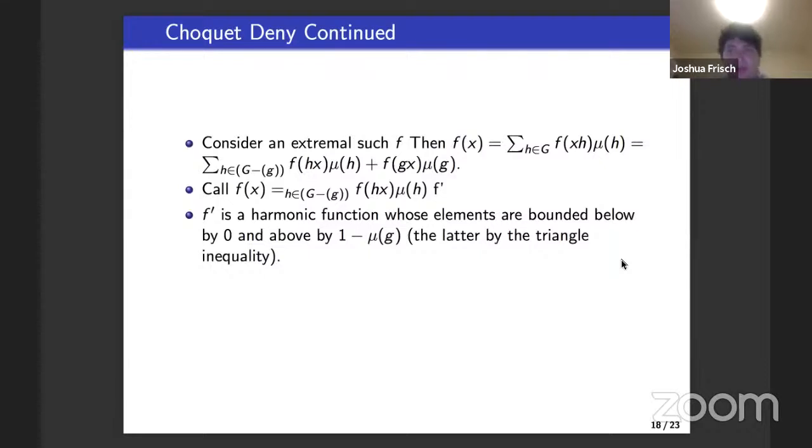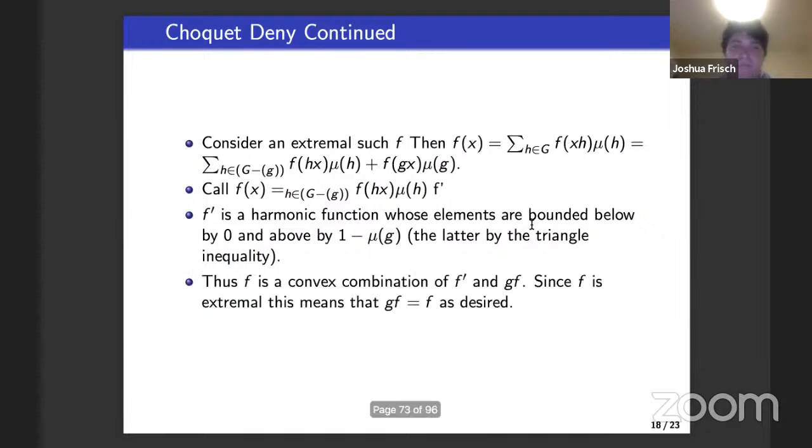Well, it's harmonic. It's a sum of a bunch of harmonic functions, so that already gets you what you want. It's bounded below by zero because we're summing a bunch of functions, all of which are bounded below by zero. And it's bounded above by one minus mu of g. This just follows from the triangle inequality. We're adding up a bunch of things whose sum at each coordinate is below that. If we just look at the max of each thing, it sums to less than one minus mu of g. So f is going to be a convex combination of f prime and g of f.